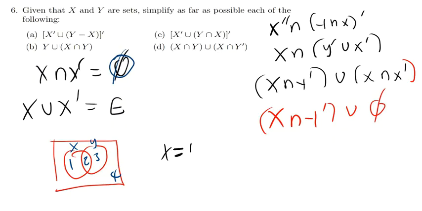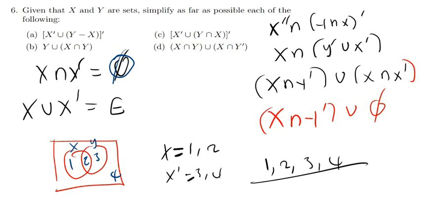X is 1, 2 and x complement is 3, 4. So when you're talking about union, we are writing the numbers which are found in x and x complement, which is 1, 2, 3 and 4. These are the numbers which are found in all the set, which is the universal E. Okay? Yes, I get it, sir. Thank you.